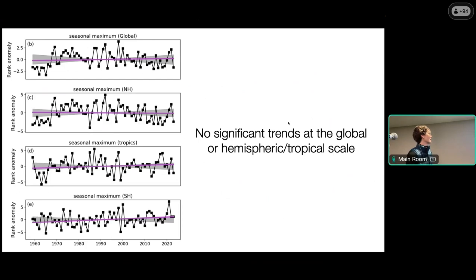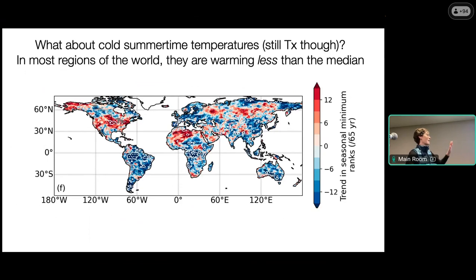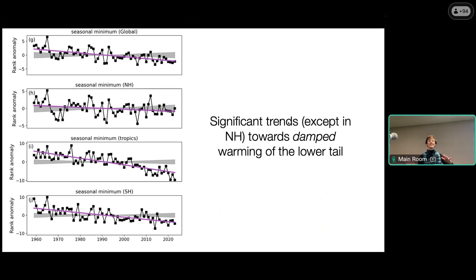This is looking at the cold summertime temperatures, but doing the same thing. This map looks a lot more blue. And indeed, especially in the tropics and the southern hemisphere, we do see differences, where the coldest summertime temperatures are warming less quickly than the median. So we don't actually see the rigid shift on both sides. We see it on the upper side, but not the lower side.